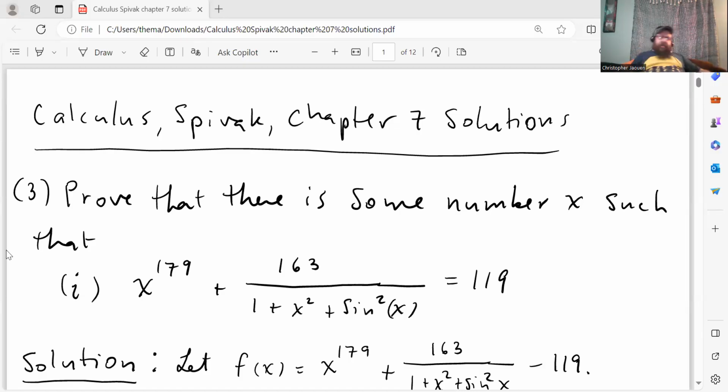A lot of problems in this section are relatively straightforward. For example, question number 3 are basically pre-calculus problems. You can do these as long as you know the intermediate value theorem. Let's just go through it anyway. So question 3 says, prove that there's some number x, such that, there's two parts to question 3. Part 1 says, show that there's a number x such that x to the 179 plus 163 over 1 plus x squared plus sine squared x is equal to 119.